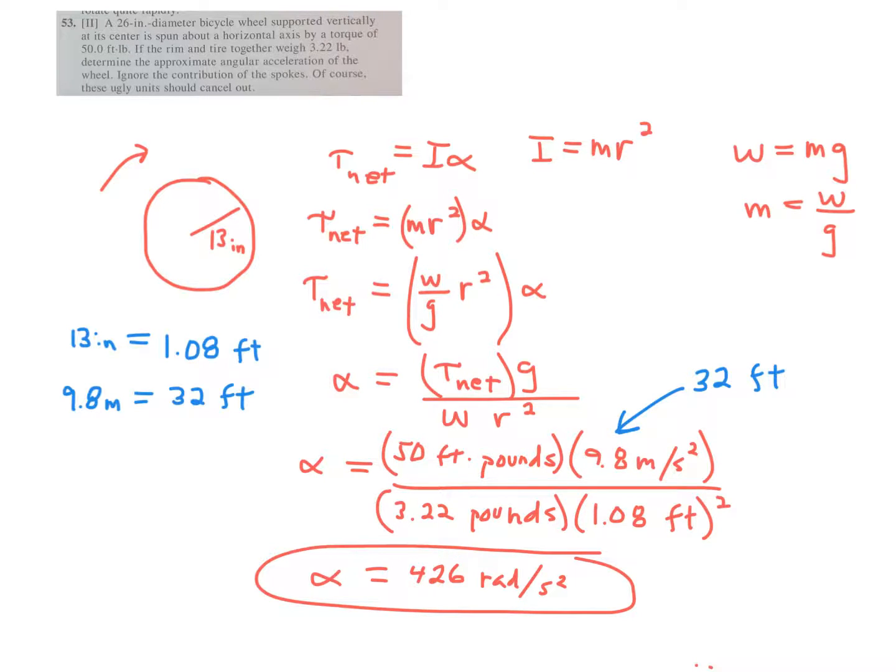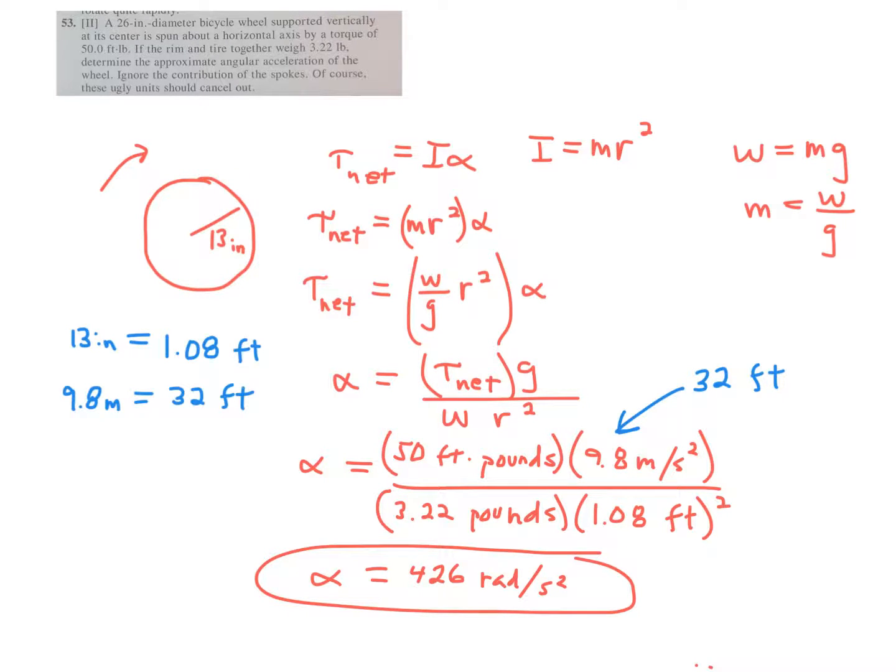We're just taking all the mass of the bike tire to be on its outer rim, so that the equation for rotational inertia will be mr squared, because we have all the mass at the same radius, the radius of the tire, 13 inches, from the center of the tire. So over here I have the tire, 13-inch radius, 26-inch diameter.